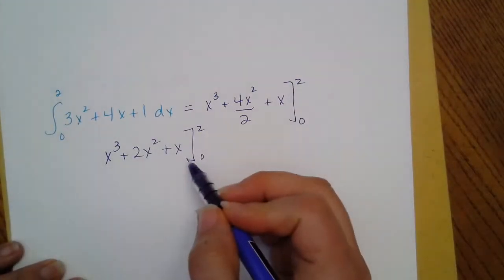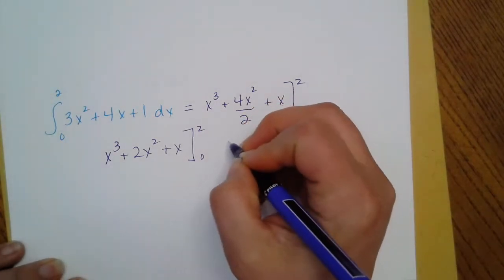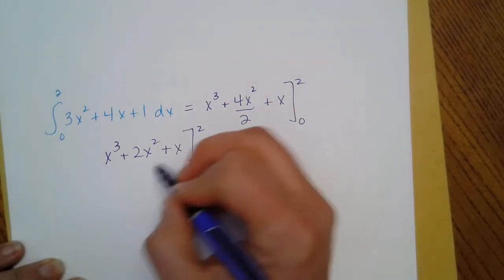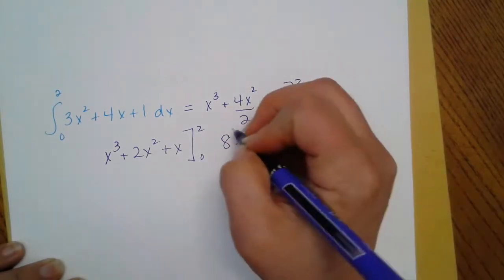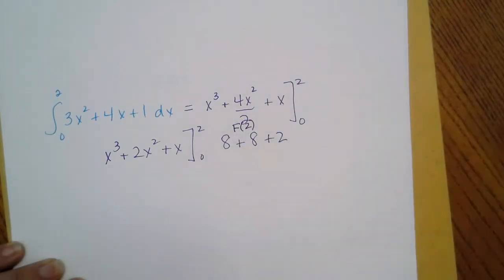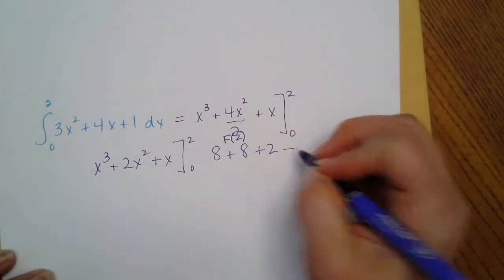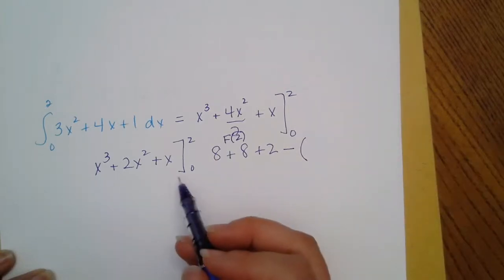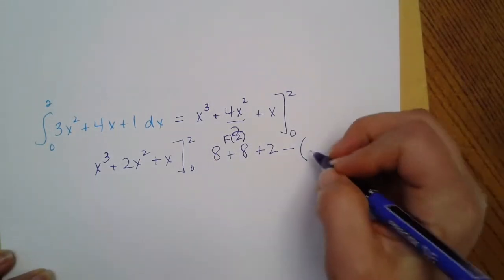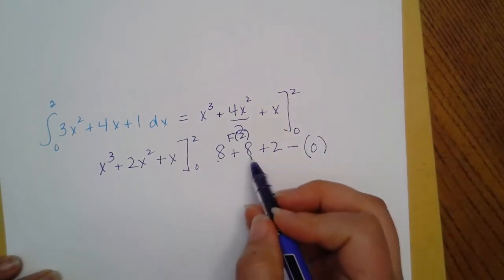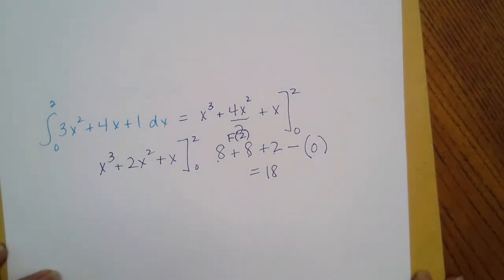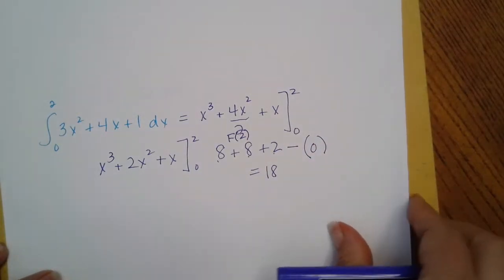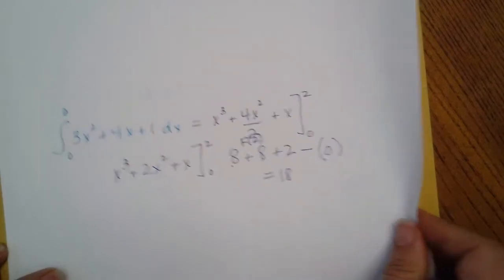So I'm going to plug in 2 completely first, and that's going to give me 2 cubed is 8, plus 2 times 4, which is also 8, plus 2. So this is capital F of 2, the antiderivative evaluated there. Then I'm going to subtract. When I plug in 0, these all turn to 0. So I just get 8 plus 8 plus 2, that is 16 plus 2, which is 18. I chose my numbers carefully so we'd have nice integers. Okay, so that is evaluating those.